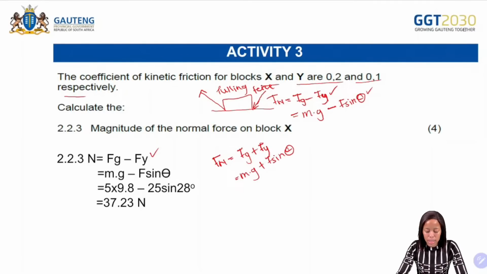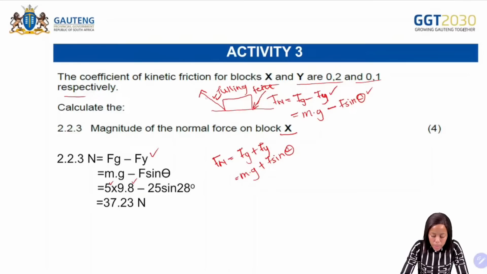So for now, what is it that we have? For now, we have the pulling force. So it means that we have the scenario here. We have the pulling force. If we have the pulling force, we are saying that our normal force is equals to Fg minus F sine theta. Then what was the mass? So remember, the X is the 5 kilogram block, and then your gravitational acceleration constant. Where do you get it? On your data sheet there.